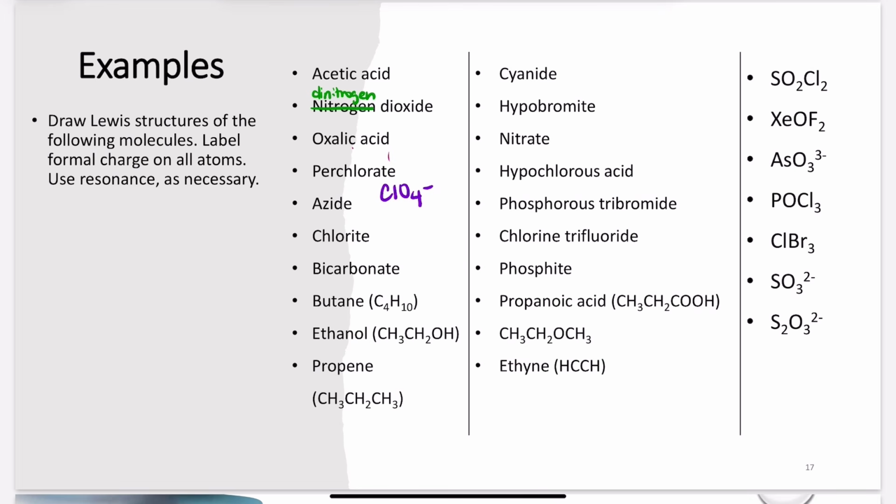What about perchlorate? ClO4 minus. So Cl, 7 valence electrons, 4 oxygen, 4 times 6 valence electrons, plus 1 extra electron due to that -1 charge. So 4 times 6 is 24, plus 8 is 32. Chlorine is less electronegative than oxygen, so it's going to go to the center.